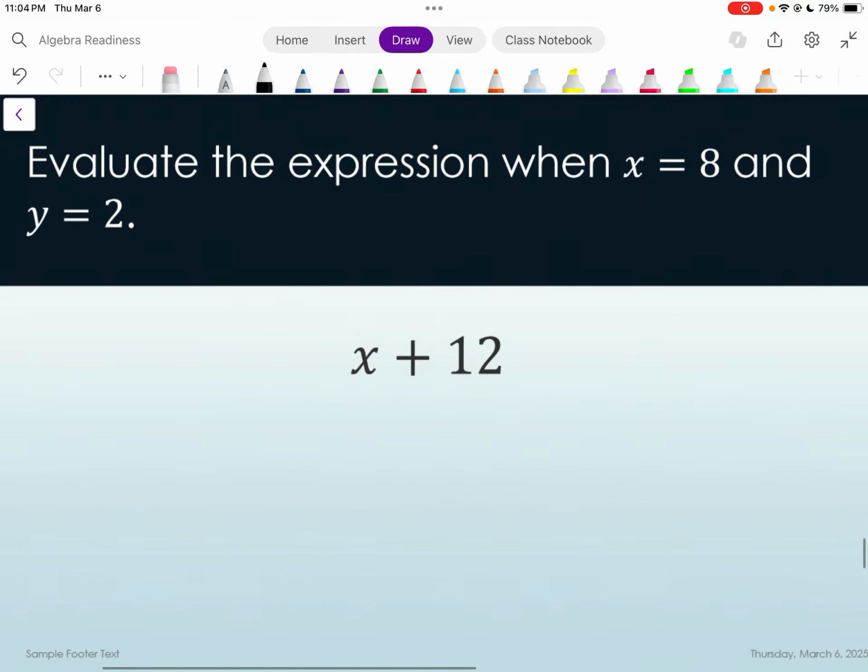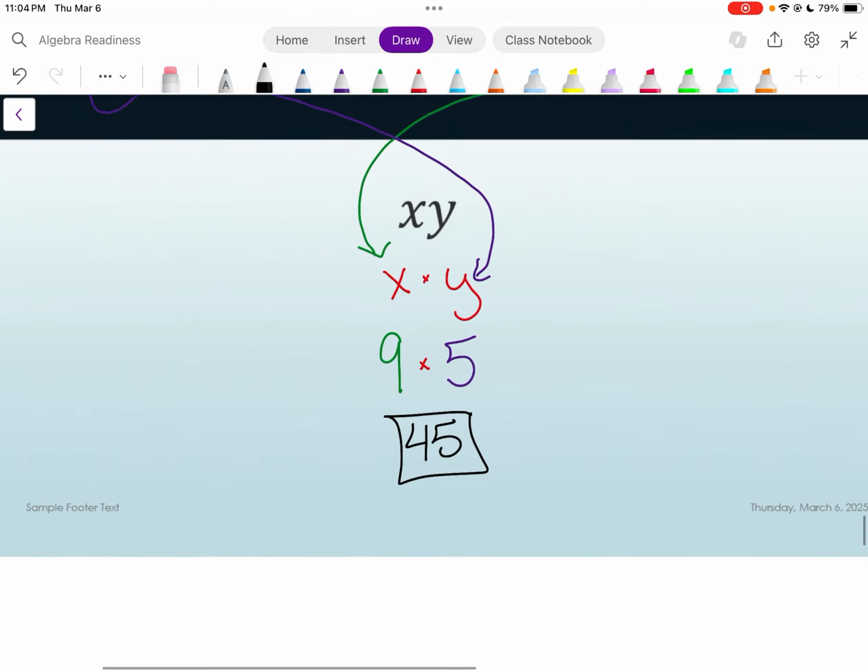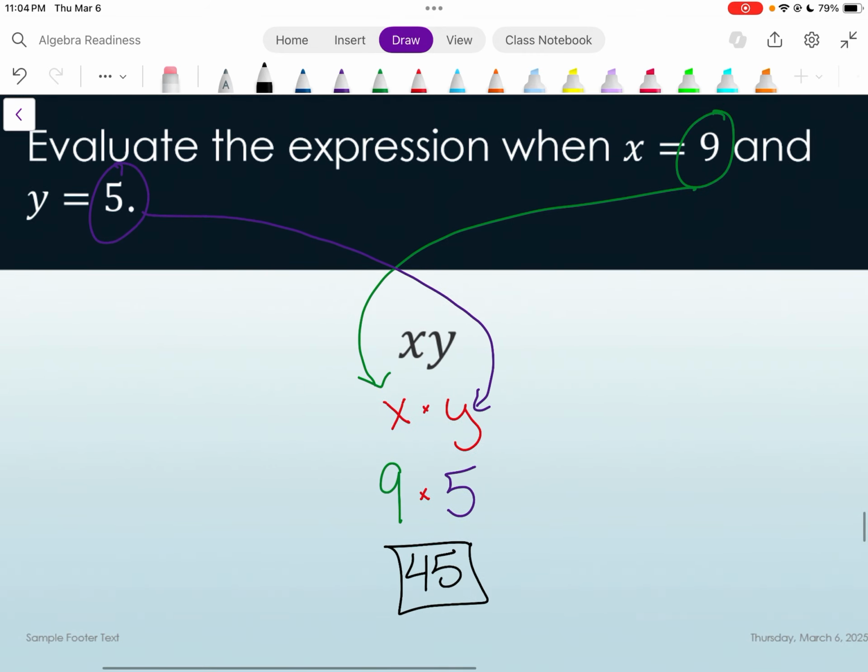Perfect. Our next example, let's go back to this one. If you did not have the correct answer, make sure you replace it with the correct answer, just so your notes are accurate when you reference it when you're doing your independent practice.